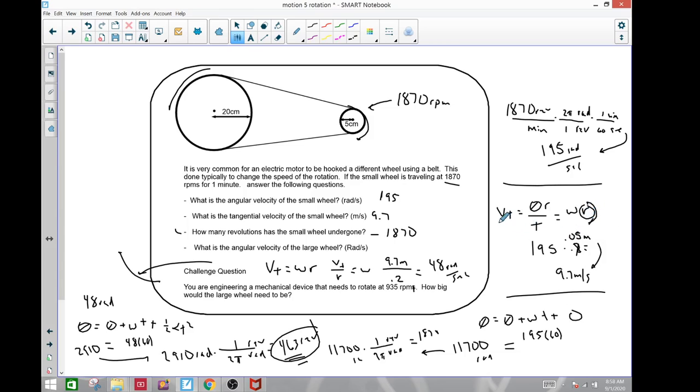You'll have your same tangential velocity. You're still going to have the same 9.7 meters per second. We know we want a specific angular velocity. What does the size of that wheel have to be to make that work? Okay, and that one is for you to give a whirl.